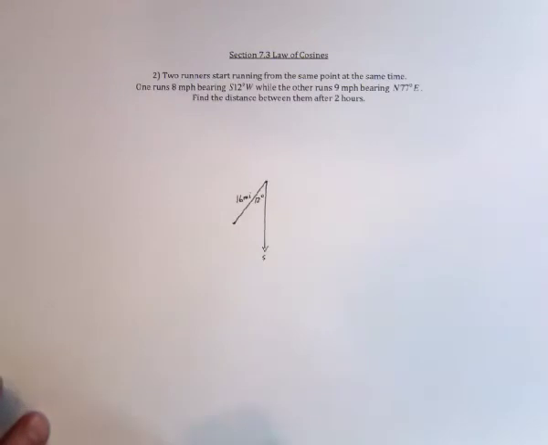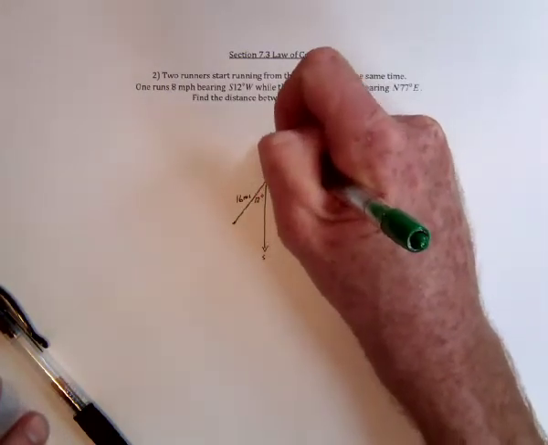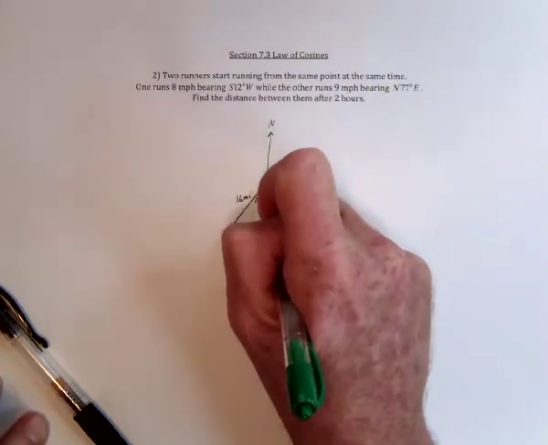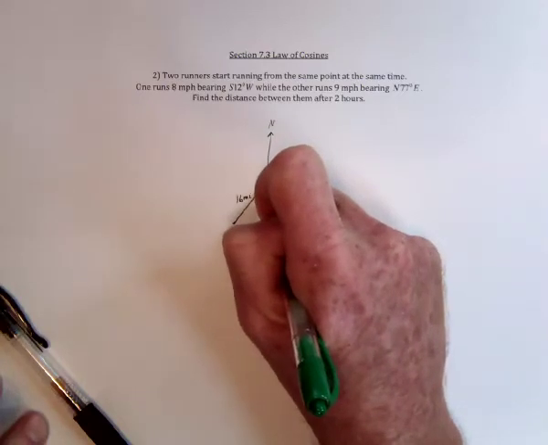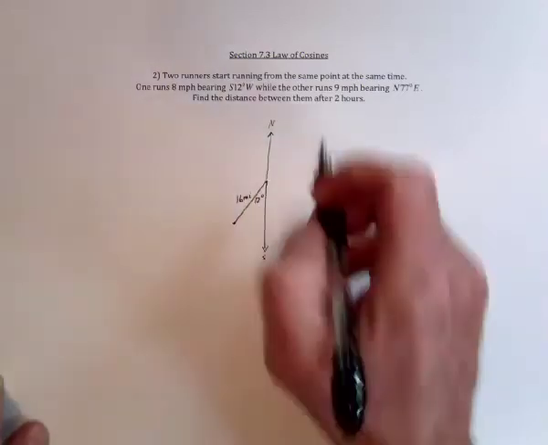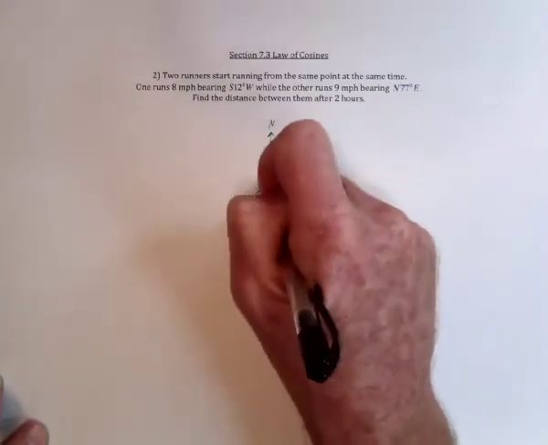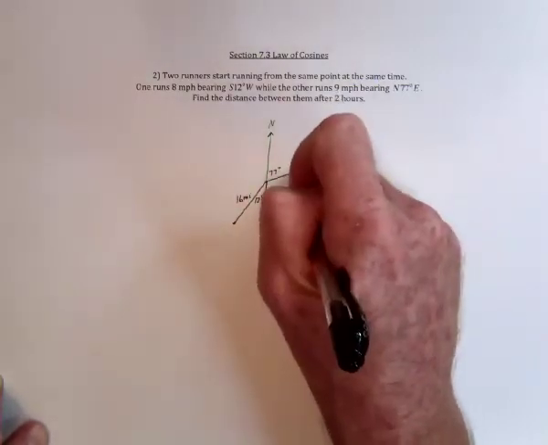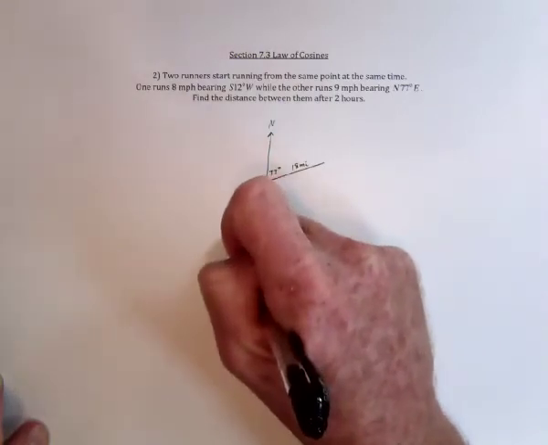And then the other one, from a bearing of north, goes to the east by 77 degrees. Let's see, straight across would be 90, so 77, let's say, is about like that, 77. And then after 2 hours, that would be 18 miles. And now find the distance between them.